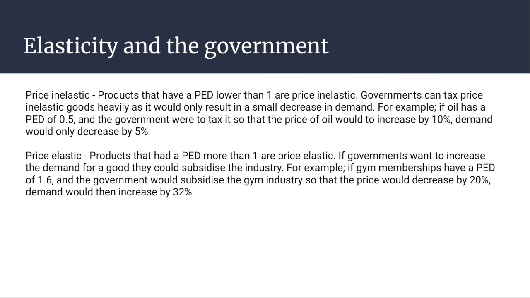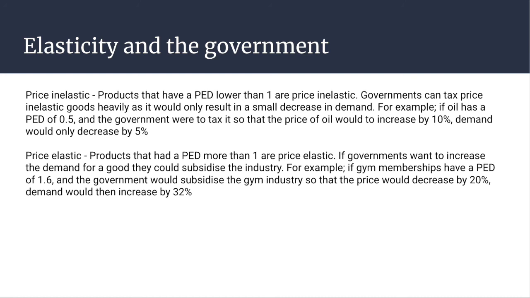Finally, elasticity and the government. Price inelastic. Products that have a PED lower than 1 are price inelastic. Governments can tax price inelastic goods heavily, as it would result in a small decrease in demand. For example, if oil has a PED of 0.5, and the government were to tax it so that the price of oil would increase by 10%, demand would only decrease by 5%.